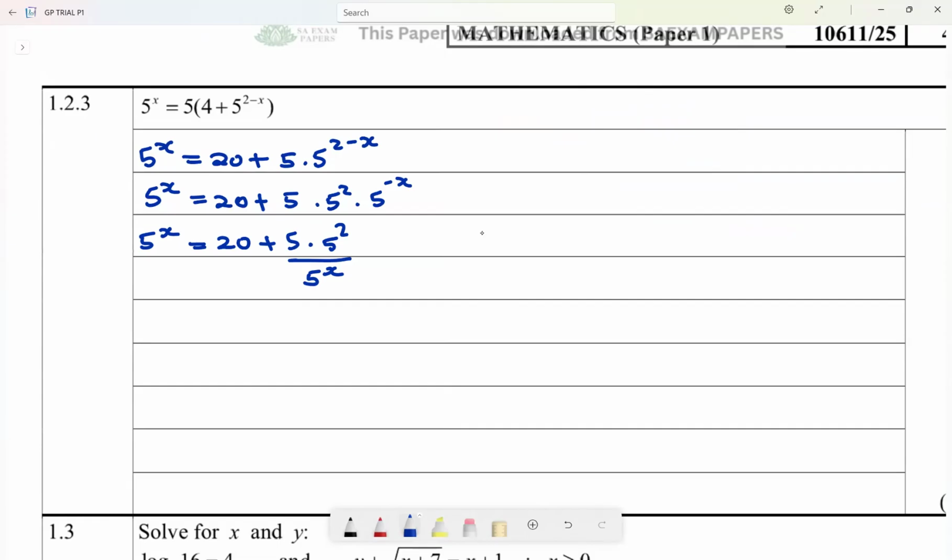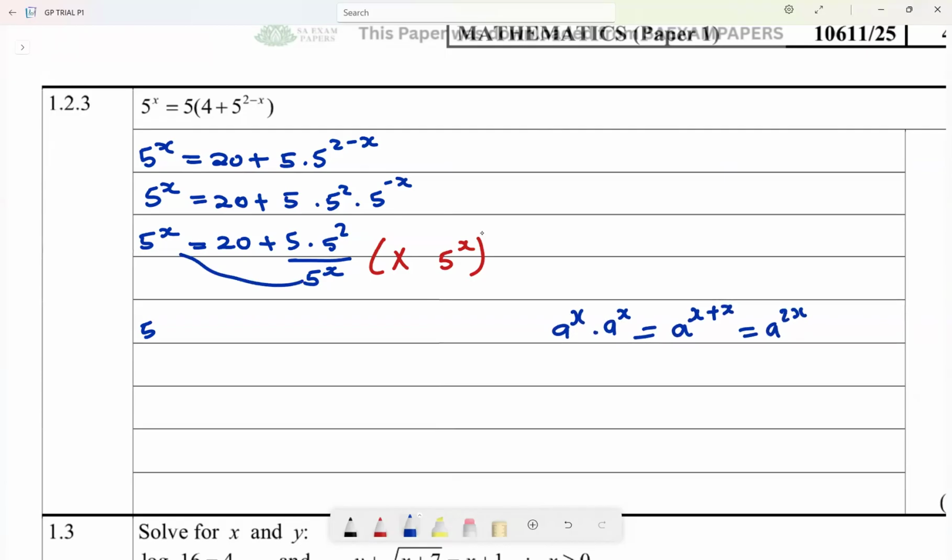By 5 to the power of x, so as to remove this part. So when I multiply everything by 5 to the power of x, let me do this. It's going to give me 5 to the power of x multiplied by 5 to the power of x. Remember, when I have a to the power of x multiplied by a to the power of x, it's going to be a to the power of x plus x, which is a to the power of 2x.